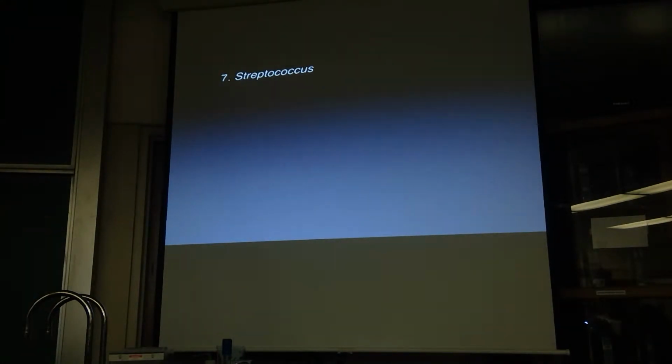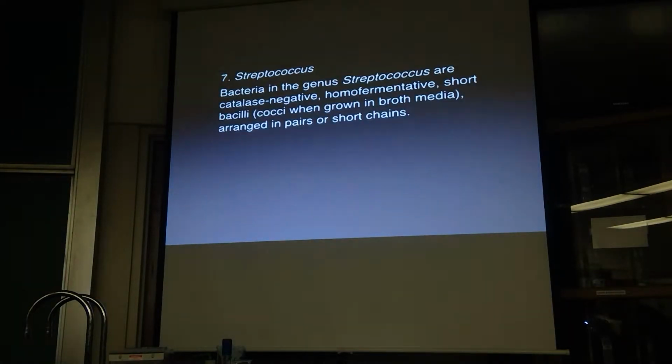Then that brings us to the genus Streptococcus. Once again, this genus name tells you something about the organisms. Cocci means the shape, and strepto means they are in chains. So we have cells arranged in chains. They are catalase negative. They are homofermentative, which means they only produce lactic acid as their fermentation products. If they're involved in food production, then they're producing lactic acid.